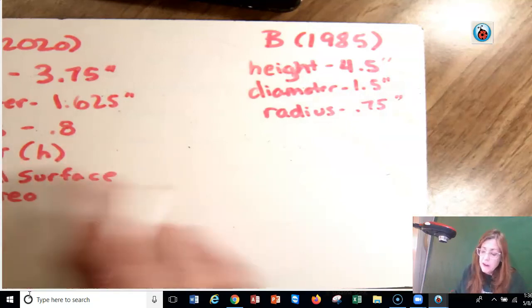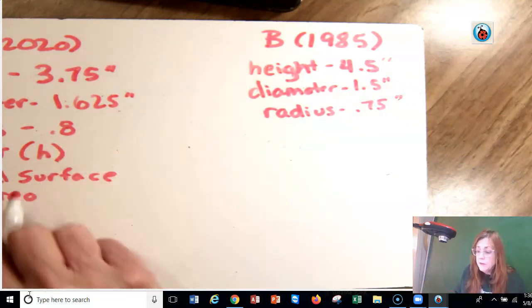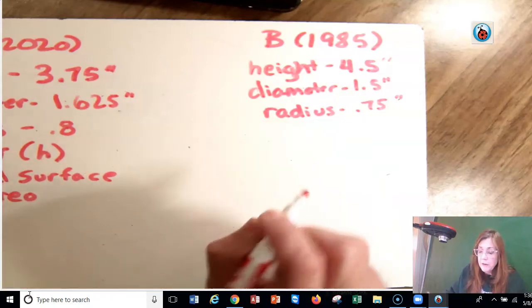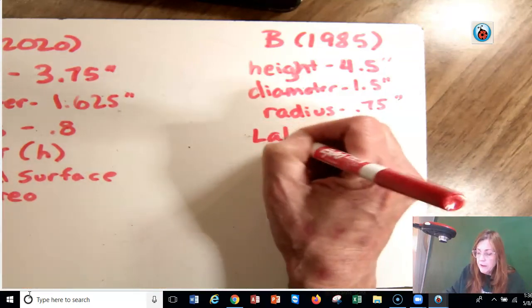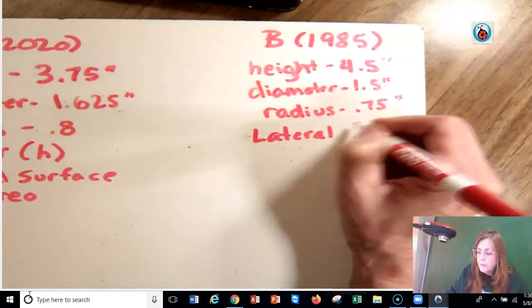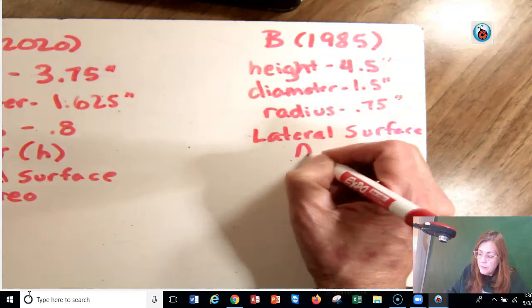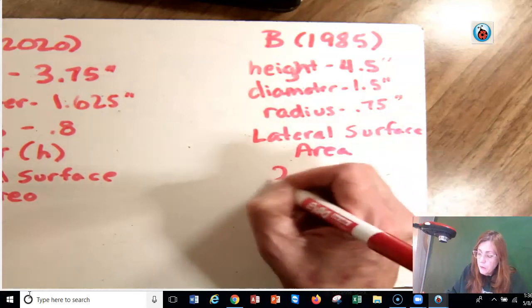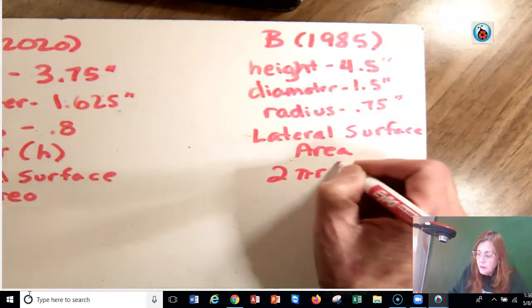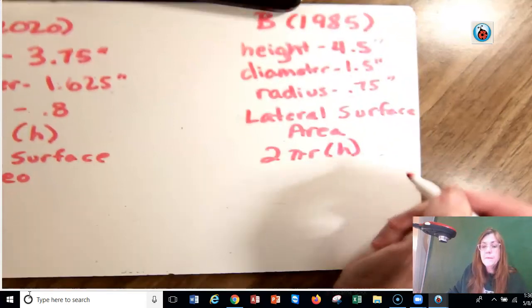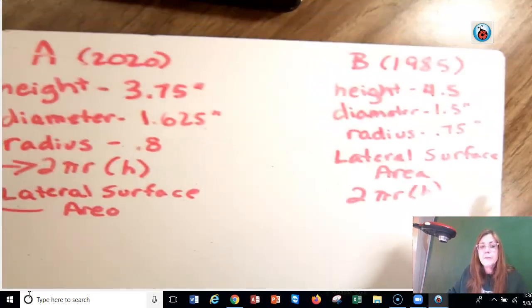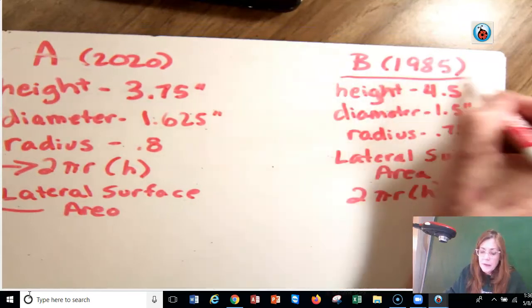I can use this same formula that I used over here to find this lateral surface area here. So I'm going to write lateral surface area, 2 pi r times the height. Okay, again, just like over here, A and B.